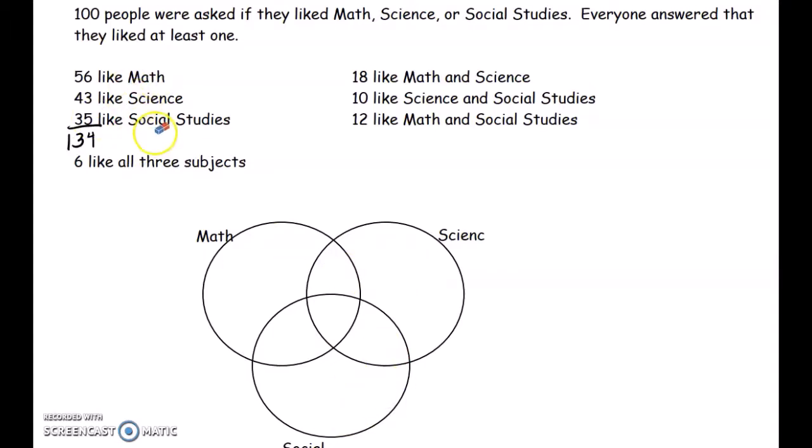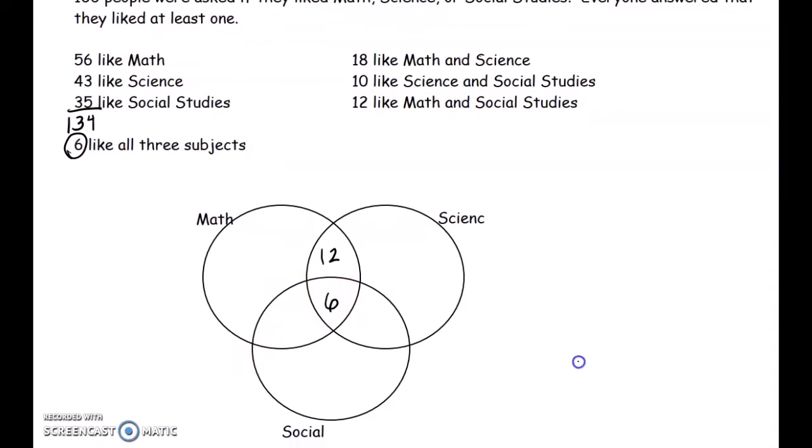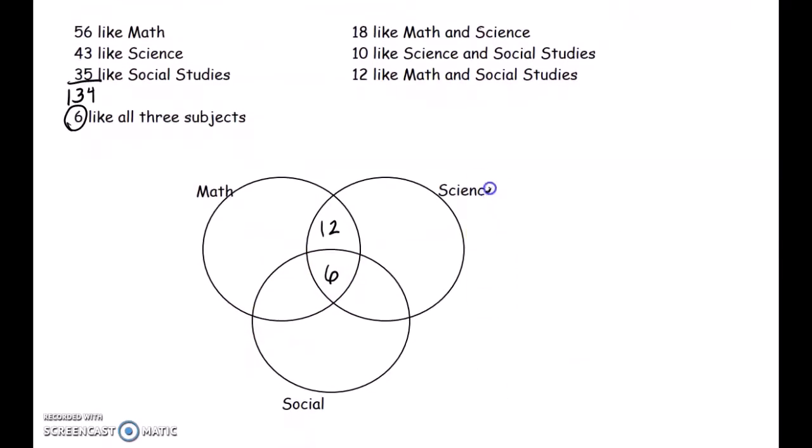where the overlaps occur. We're told that 6 people like all 3 subjects. We know 18 like math and science. So that leaves me with 18 minus 6 is 12. And we know that 12 people like math and social studies. And I'll move this up a little bit so we can see. So the social studies is down here. And if 12 people like math and social studies, then 6 people must only like those two.